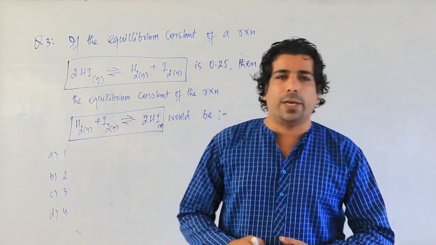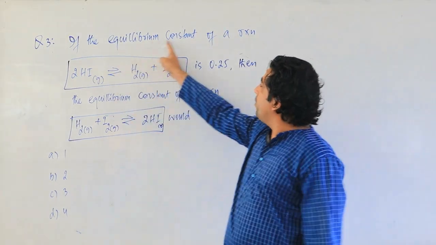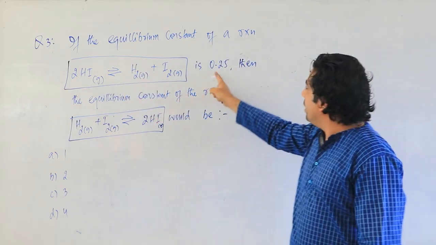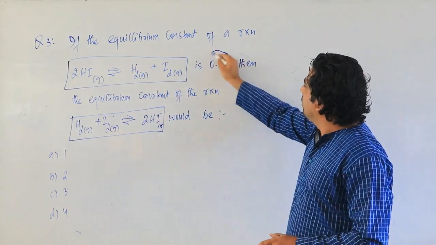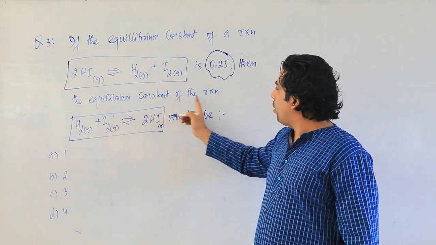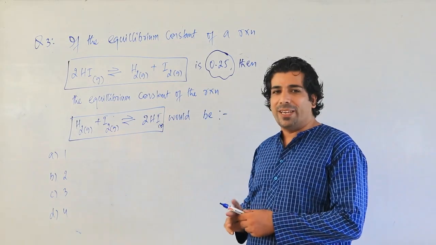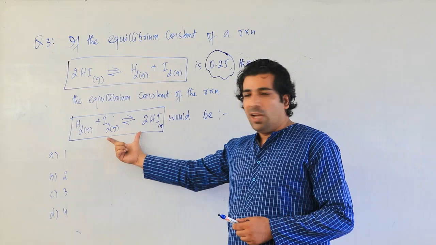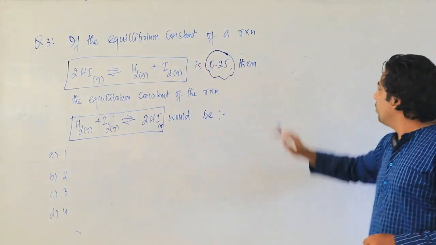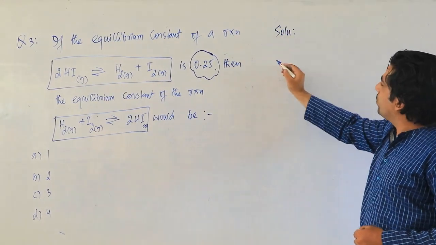Dear friends, let's take on question number 3. What is this all about? If the equilibrium constant of this particular reaction is 0.25, then the equilibrium constant of this other reaction would be what? You have to find the equilibrium constant of the second reaction. If you compare this and this, what are you going to find? Have a look, my dear friends. Let's take the first reaction.